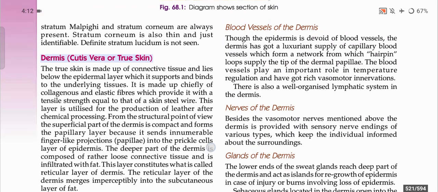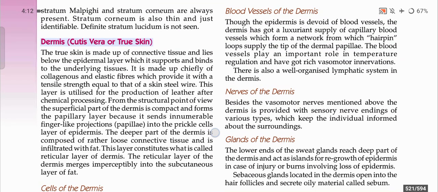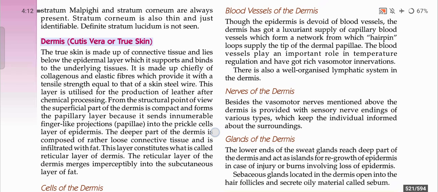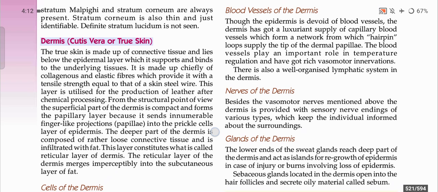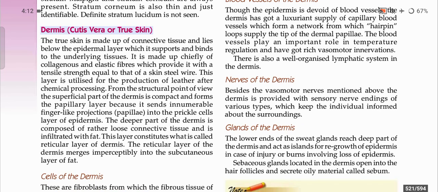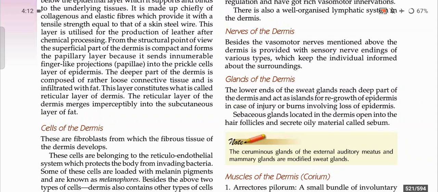Now, blood vessels of the dermis. Though the epidermis is devoid of blood vessels, the dermis has a luxuriant supply of capillary blood vessels, formed by a network of hairpin loops which supply the tip of the dermal papillae. The blood vessels play an important role in temperature regulation and have rich vasomotor innervation. There is also a well organized lymphatic system in the dermis. Nerves of the dermis. Besides the vasomotor nerves mentioned above, the dermis is provided with sensory nerve endings of various types which keep the individual informed about the surroundings.